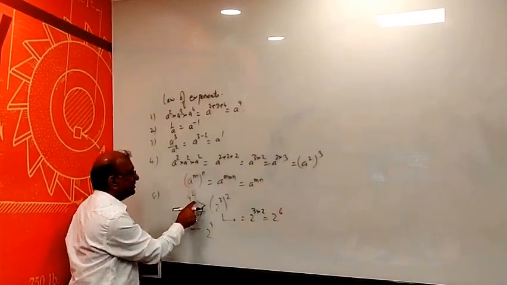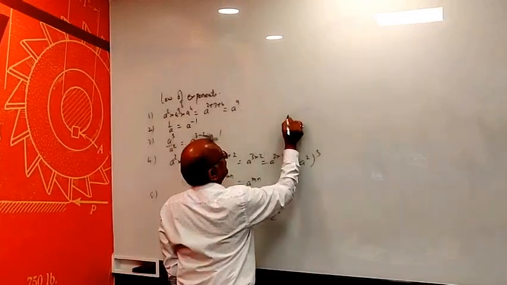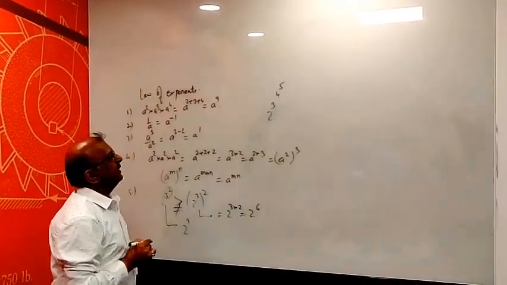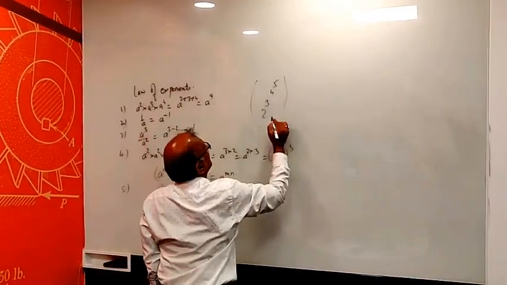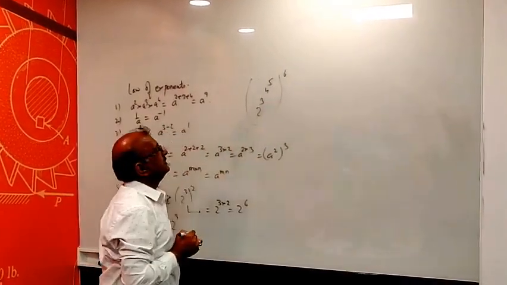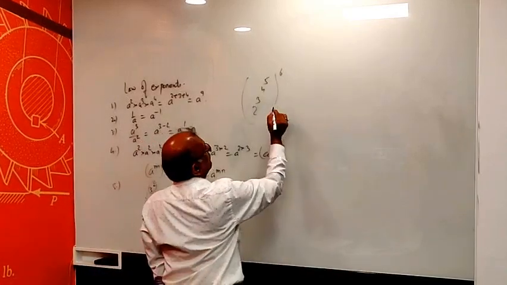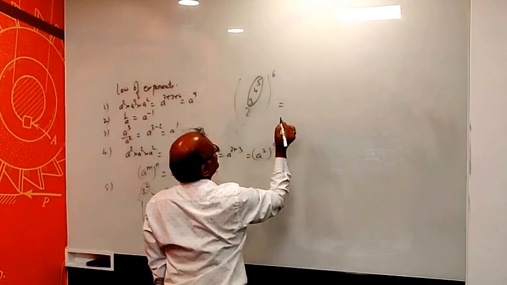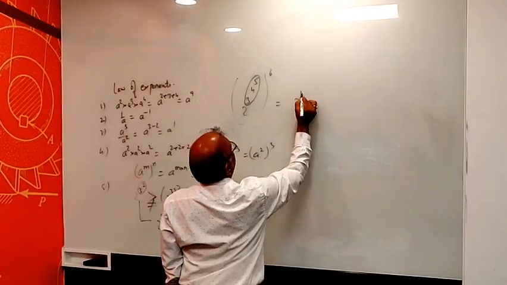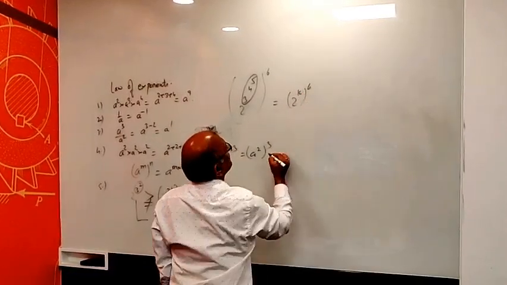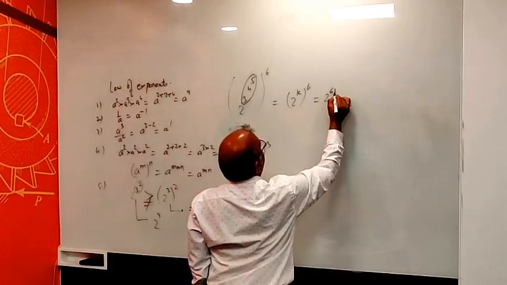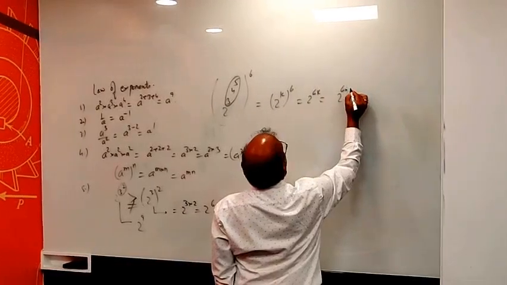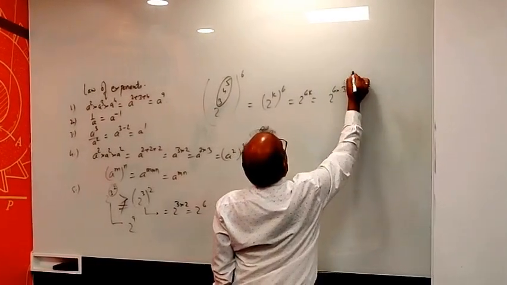Now if I take an extension of this further, I can have 2 raised to power 3 raised to power 4 raised to power 5. And if I try to raise it to the power 6, in order to solve this, what we have to do is let us take this power as k. So this becomes 2 raised to power k whole raised to power 6. This is equal to 2 raised to power 6k, and this is equal to 2 raised to power 6 into 3 raised to power 4 raised to the power 5.